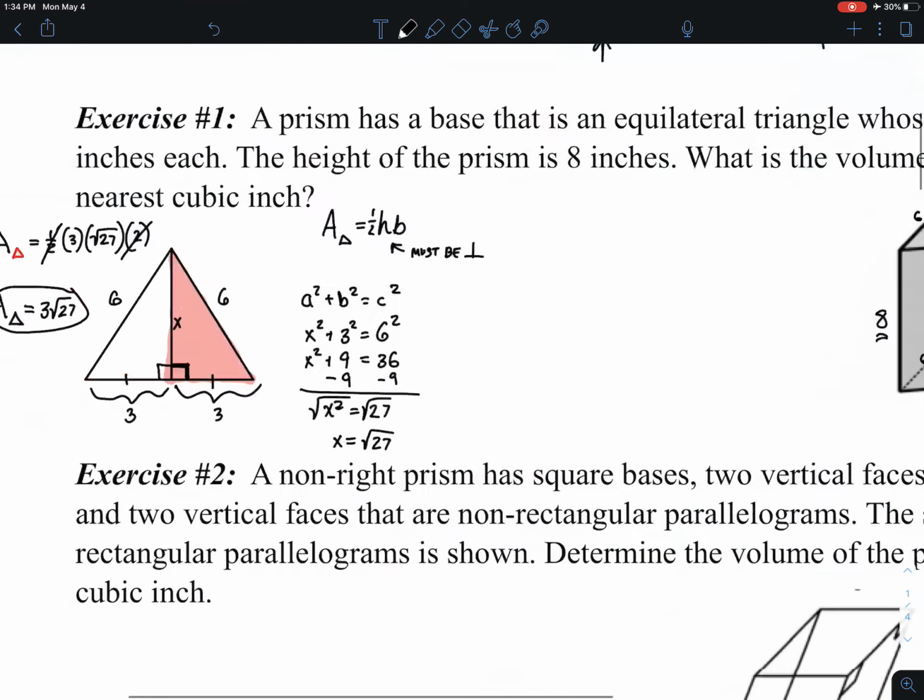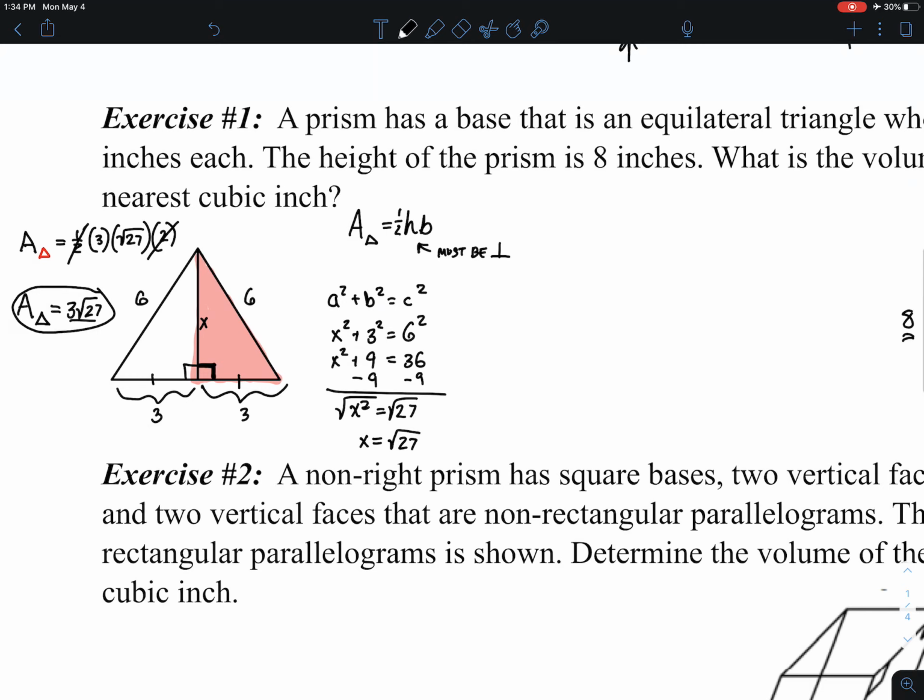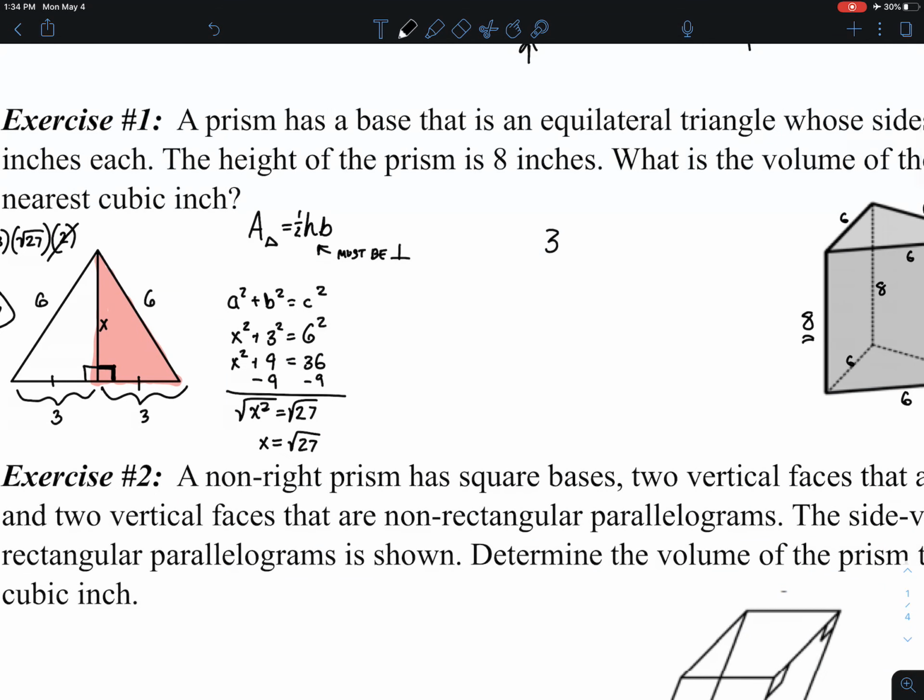So the volume of this whole thing is the area of the base, which is that 3 rad 27, times the height. So we have 3 rad 27, and we're going to multiply it by 8. And if you remember anything about multiplying radicals, you know that you treat the number outside the radical like a coefficient. So when you multiply 3 rad 27 by 8, you just multiply the 3 and the 8 to get 24 on the outside and leave the radical on the inside.